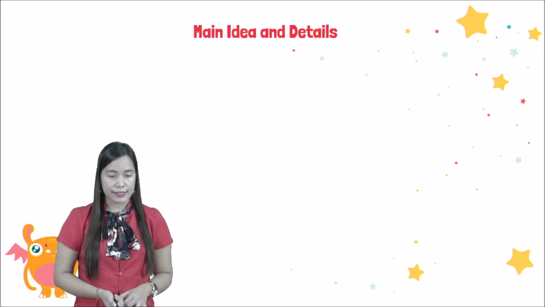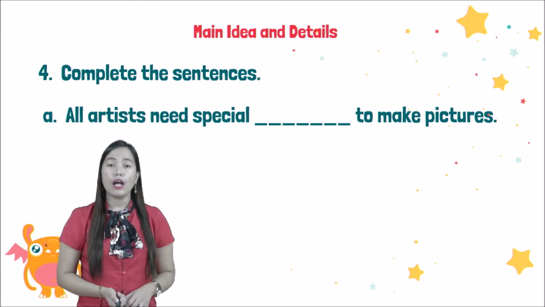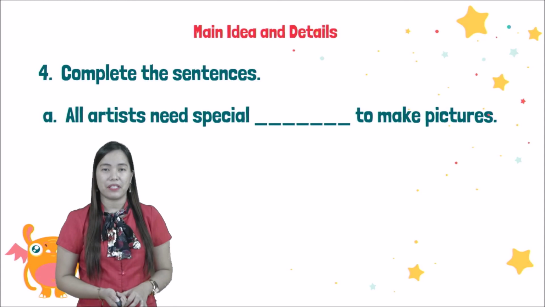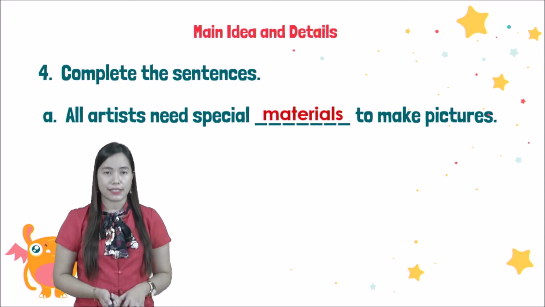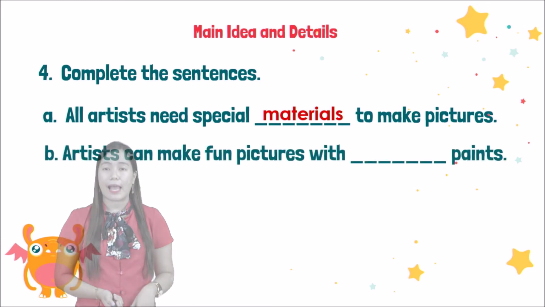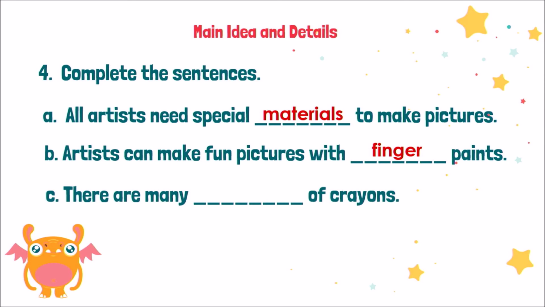Okay? Next, complete the sentences. Let's start with letter A. All artists need special blank to make pictures. What they need? Very good. Materials, because you cannot paint without materials. Next, artists can make fun pictures with blank paints. What will you use? Very good. Finger paints. Letter C, there are many blank of crayons. Very good. Colors. There are many colors of crayons.